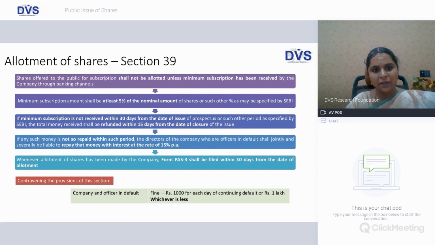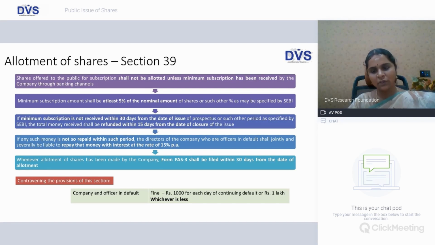So the minimum subscription quantum is prescribed at least 5% of the nominal amount or such other percentage as may be specified by SEBI. And if the minimum subscription is not received within 30 days from the date of issuance of the prospectus or such other period as may be granted by SEBI, then the total money shall be refunded within 15 days from the date of closure of the issue. And if such money is not refunded, then the company and the directors who are officers in default shall jointly and severally be liable to repay with interest at the rate of 15%.